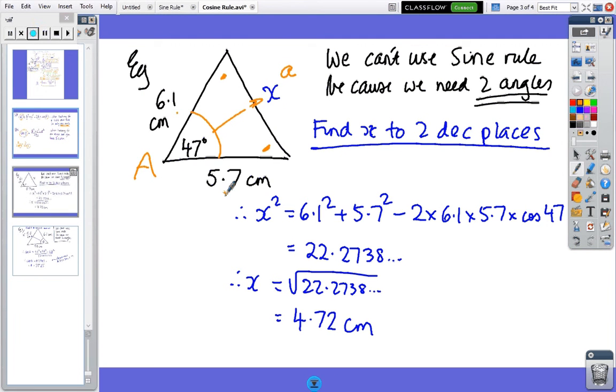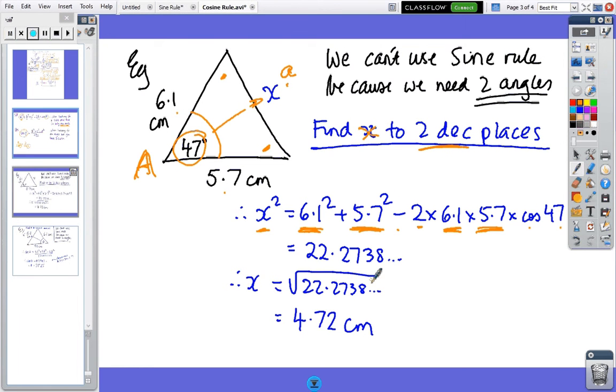And in this particular question, I want to find x to 2 decimal places. So x is a, so a squared equals b squared plus c squared minus 2bc. Whatever these numbers are here, they're the numbers that go there. And then you go cos 47, because this is a and this is capital A, so that's cos of 47. And then you get this number, 22 point blah blah blah.